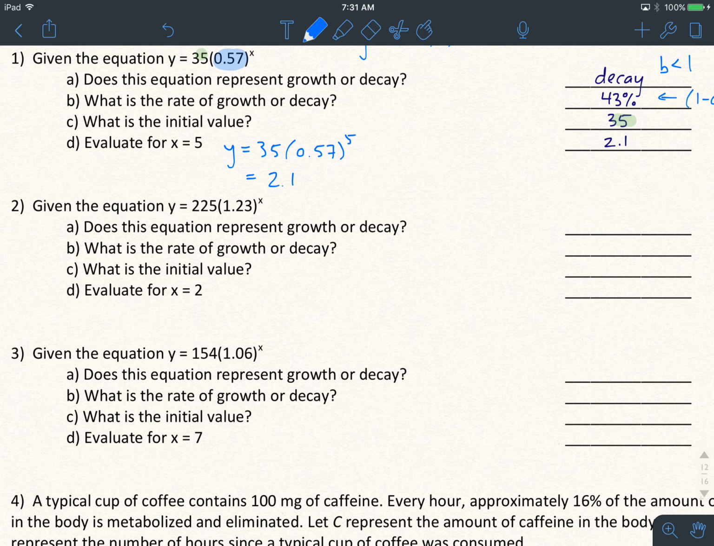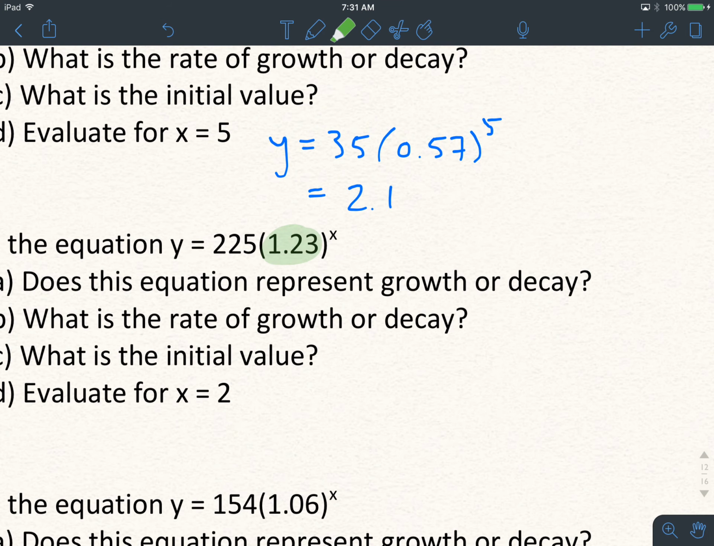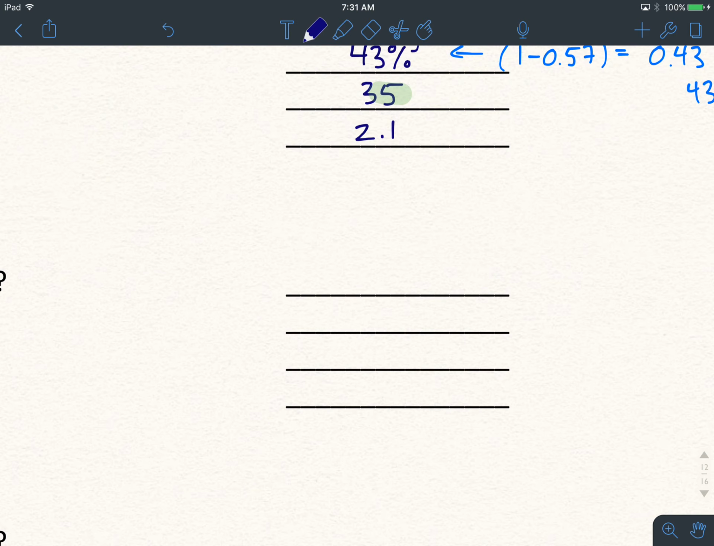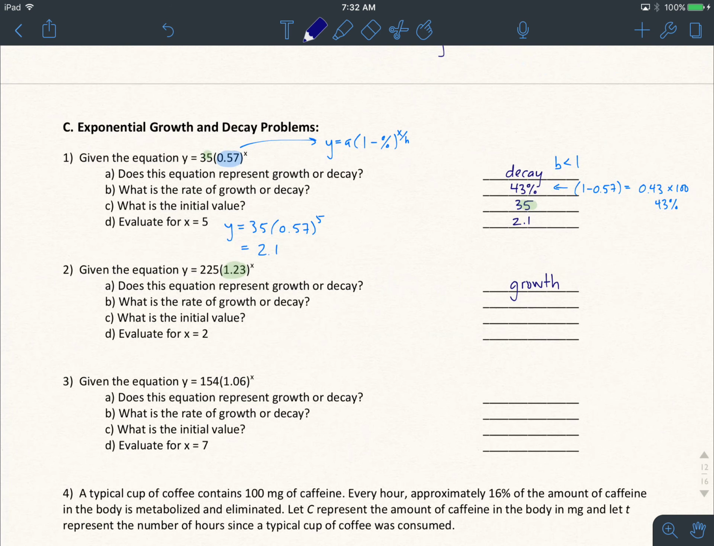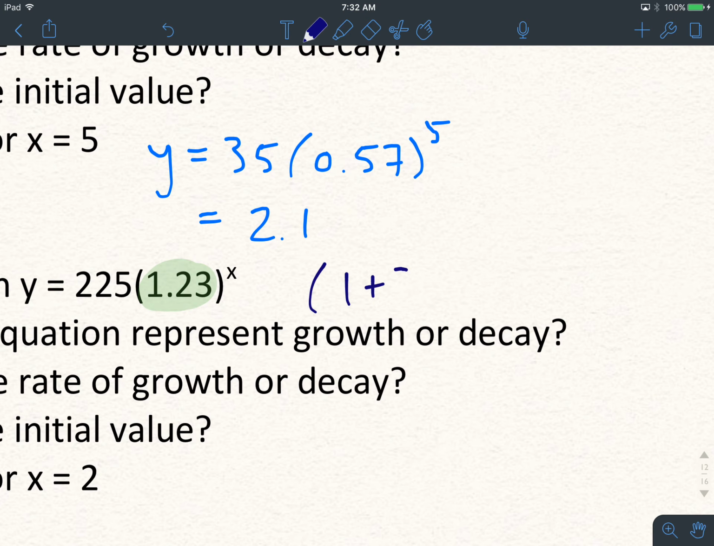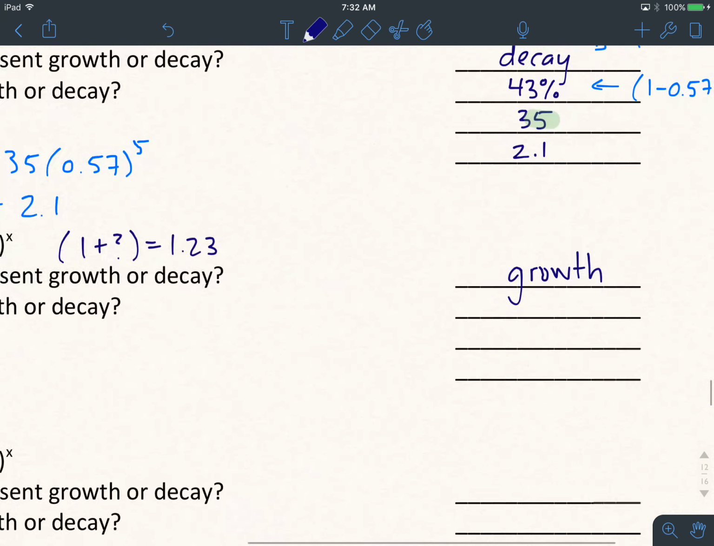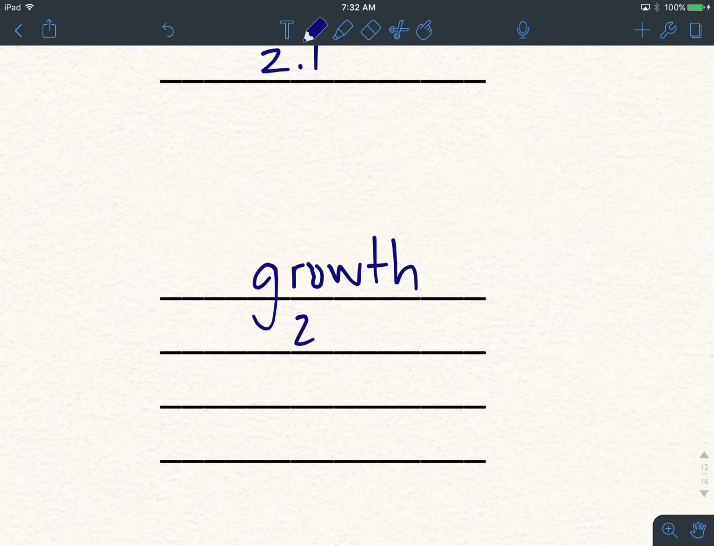Both are fine. So in our first example, or example number 2, we have y equals 225 times 1.23 to the exponent x. So does this equation represent growth or decay? Well, we have a b value here that is going to be larger than 1. It's 1.23, so this is going to be growth this time. And what is the growth or decay rate? So it wants to know 1 plus something gave us 1.23. Well, it's pretty obvious to see that that's 0.23, but remember, this has to be expressed as a percentage, not as a decimal. It has to be a percentage.